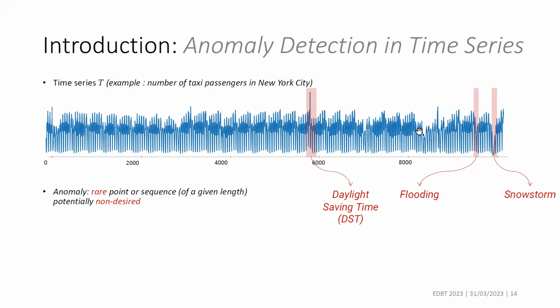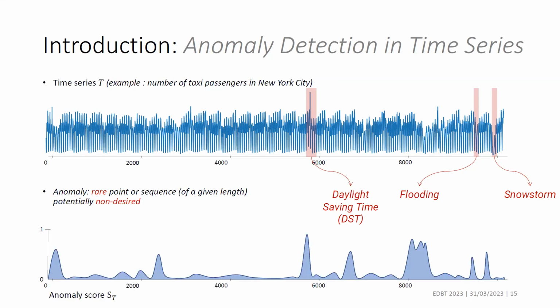When you look at this time series, you can clearly see that this is maybe the most abnormal subsequence, but this is Christmas. So it's not really an anomaly, but it's something unusual. So we will consider it in our case as an anomaly. Okay, so how do you detect them?